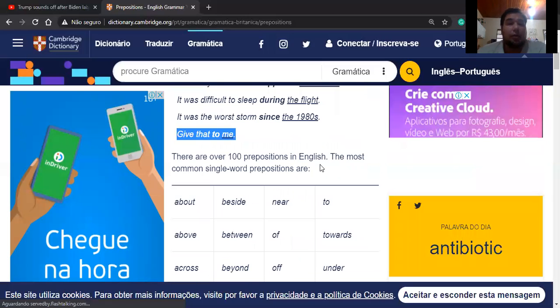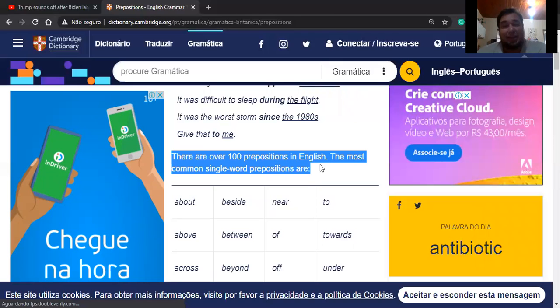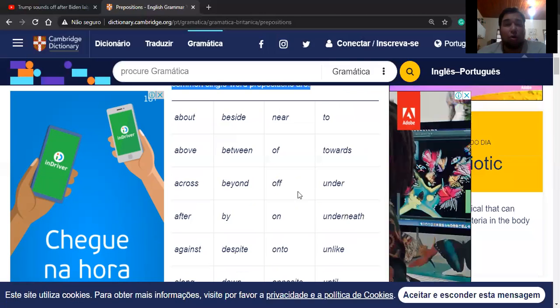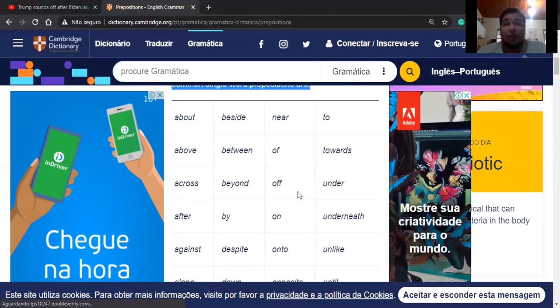There are over 100 prepositions in English. The most common single word prepositions are these words.